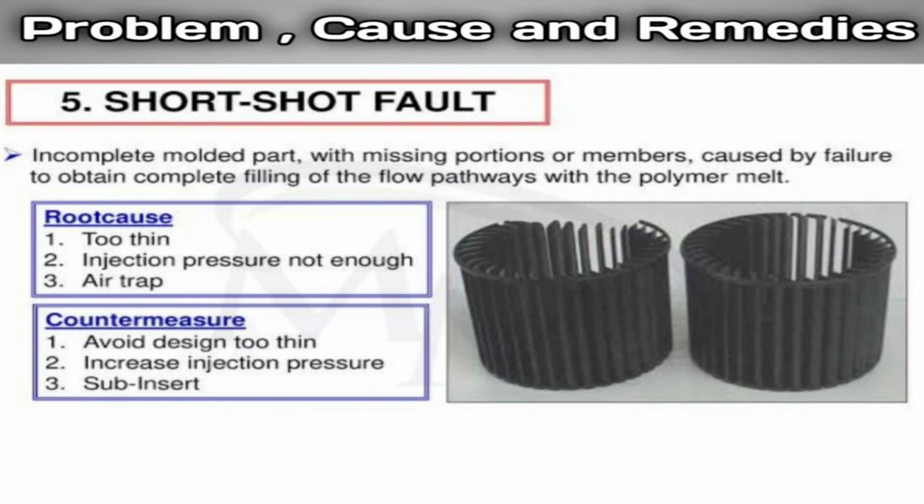Short shot, an incomplete molded part with missing portions or members, caused by failure to obtain complete filling of the flow pathways with the polymer melt. Root cause: 1. Too thin. 2. Injection pressure not enough. 3. Air trap. Countermeasure: 1. Avoid design too thin. 2. Increase injection pressure. 3. Sub-insert.